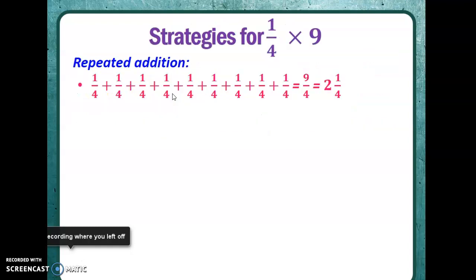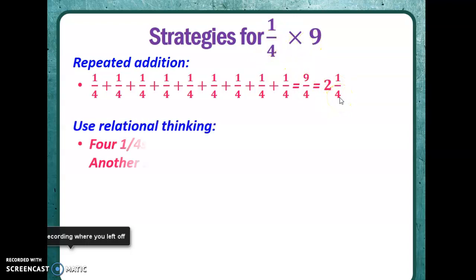So to solve this question, you could have added for each of the members 1/4 plus 1/4 plus 1/4 plus 1/4 plus 1/4 plus 1/4 plus 1/4 plus 1/4 plus 1/4 equals 9/4. So that's 9 of them. And that is the same thing as 2 1/4, or 1/4 times 9 equals 2 1/4.